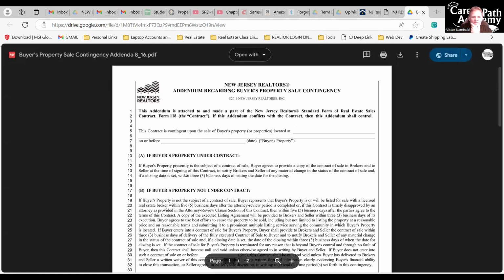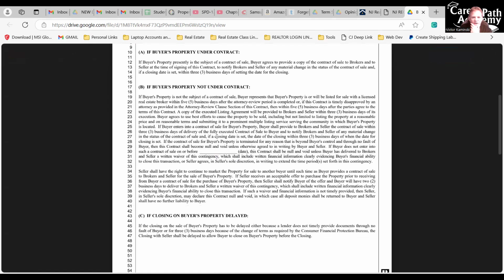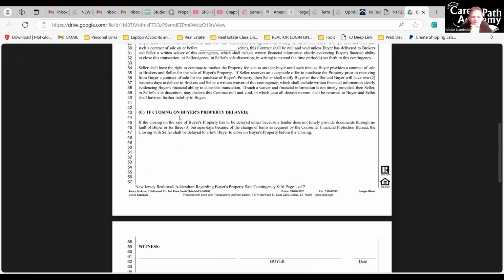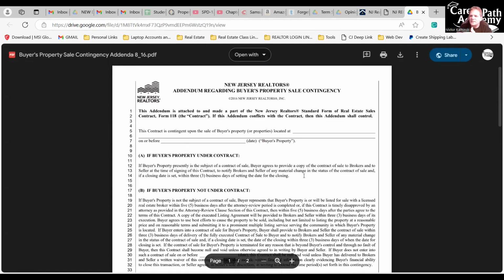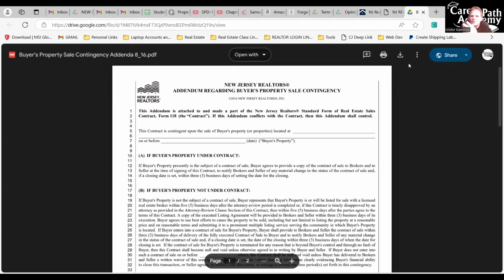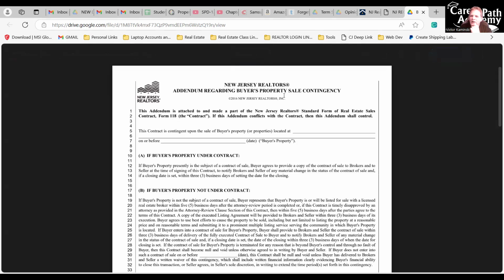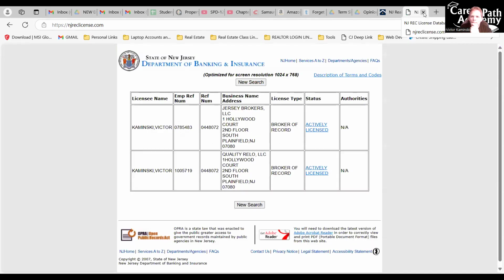So they got a section for if the buyer's property is under contract, if the buyer's property is not under contract, and if the closing on the buyer's property is delayed. Okay, so this goes over a lot of the contingencies if this purchase is subject to the sale of the buyer's current home. Okay, you use one of these addendums regarding the buyer's sale of their current home.